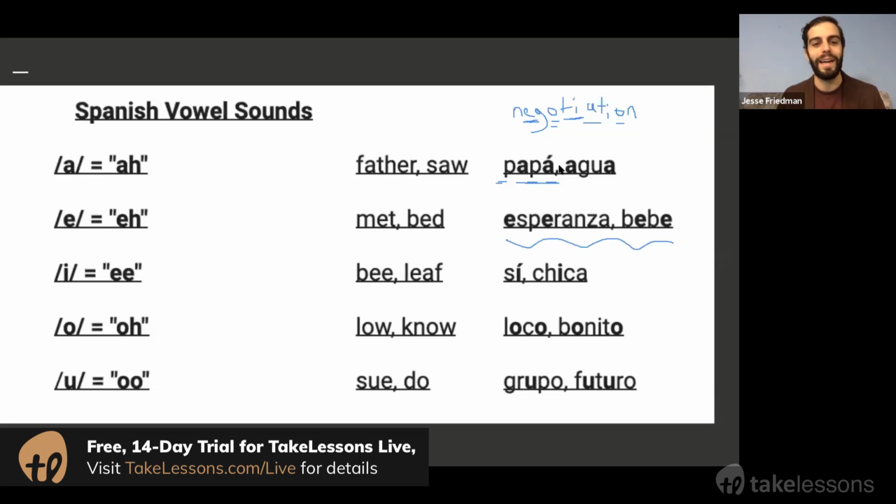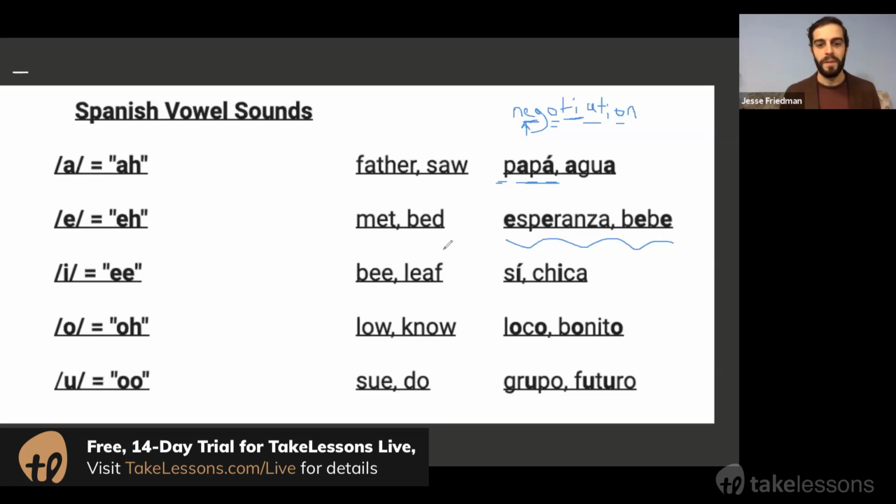¿Alguien sabe qué significa esperanza? Hope. Very good, Jeffrey. Esperanza means hope. It's a noun, right? Esperanza is hope. Now, again, it's really important because in English, often we'll see an E and it'll actually make a different sound, like, well, we'll go back to negotiation. A lot of people say negotiation. In Spanish, never, never, never. We don't have to worry about different sounds. It's always esperanza, be. Good.